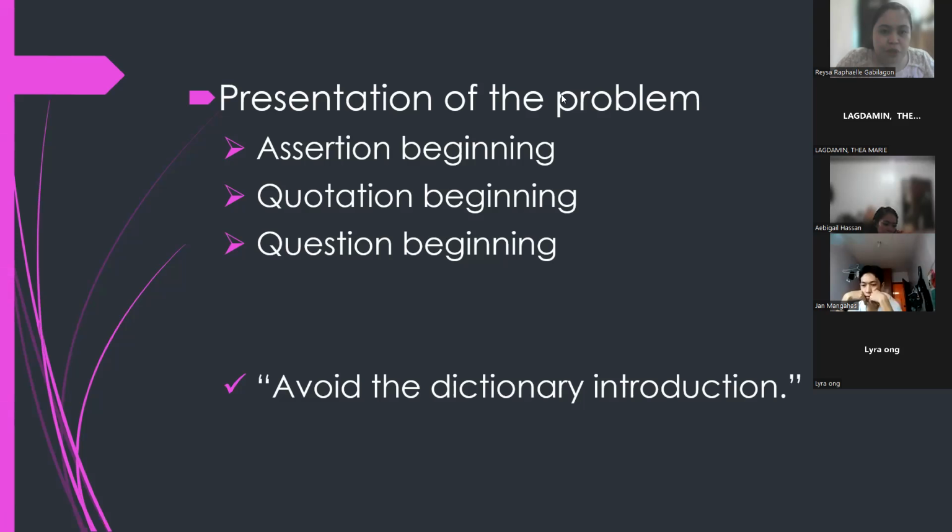But again, you may start with an assertion beginning. You may assert something about your topic. You would like to believe that, for example, COVID-19 is a very difficult problem we are facing right now, globally or nationwide. That's an assertion beginning. You are asserting something about your topic.